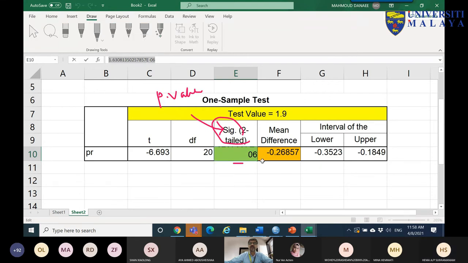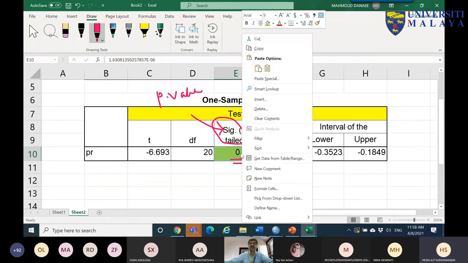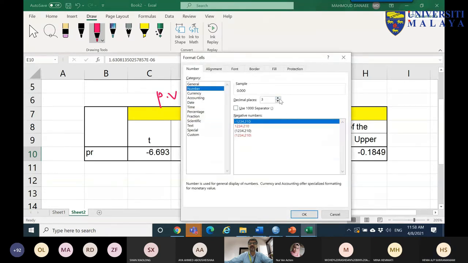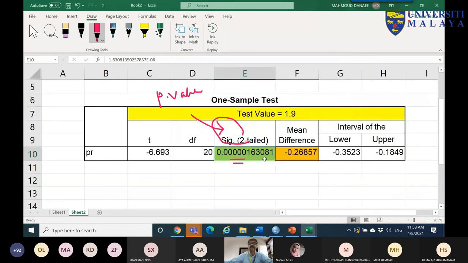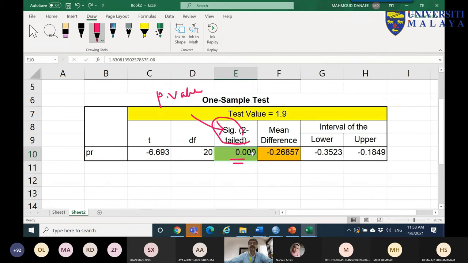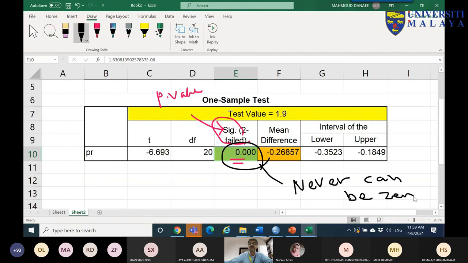So look at the p-value. The p-value is not zero, actually. It is a very small number. Let me show you the actual value. If I right-click here, Format Cells, numbers with 10 decimal places. Actually, this is the p-value. Remember, many statistical software packages, when the p-value is small, only show 0.000. Please don't report this 0.000. A p-value can never be zero. So if your p-value is like that, report it like this: p is less than 0.001. You got it?